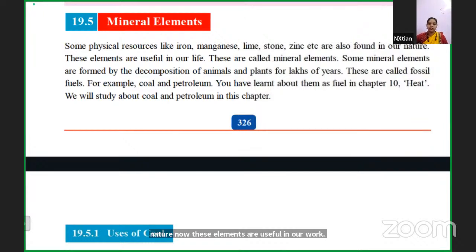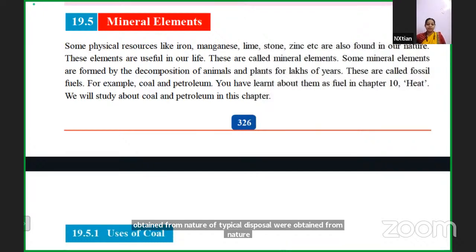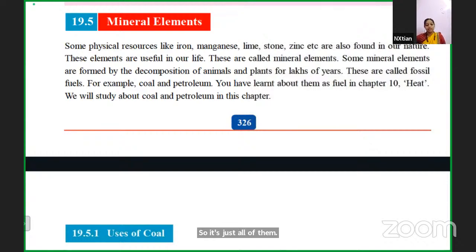All right, the minerals, such elements which are obtained from nature, or physical resources which are obtained from nature, such as iron, zinc, etc., all of them are called mineral elements. Now, some mineral elements are formed by the decomposition of animals and plants for lakhs of years. These are called fossil fuels.